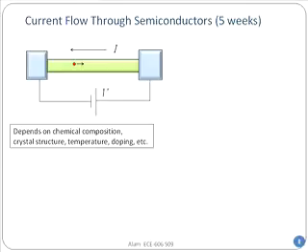Now, of course, how much current will go depends on the resistivity of the material. Different materials have different resistivity. That, of course, depends on the chemical composition, crystal structure, temperature, doping, all sorts of things. And we'll discuss that in a little bit.